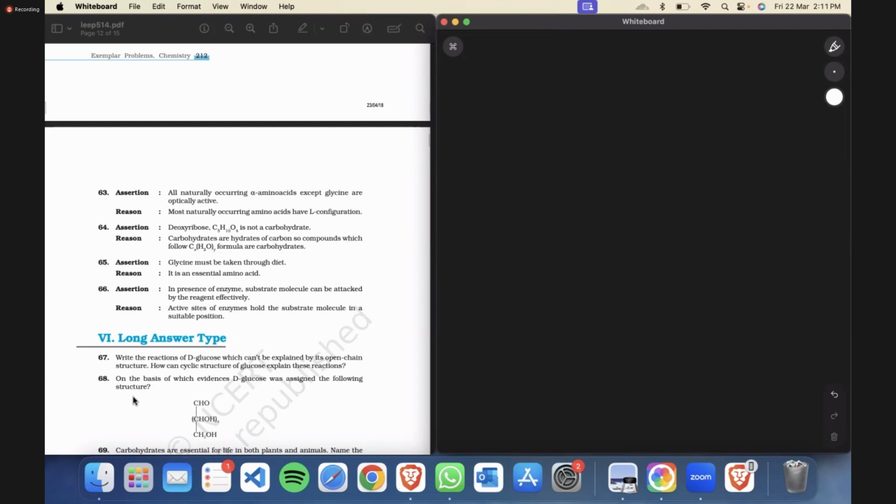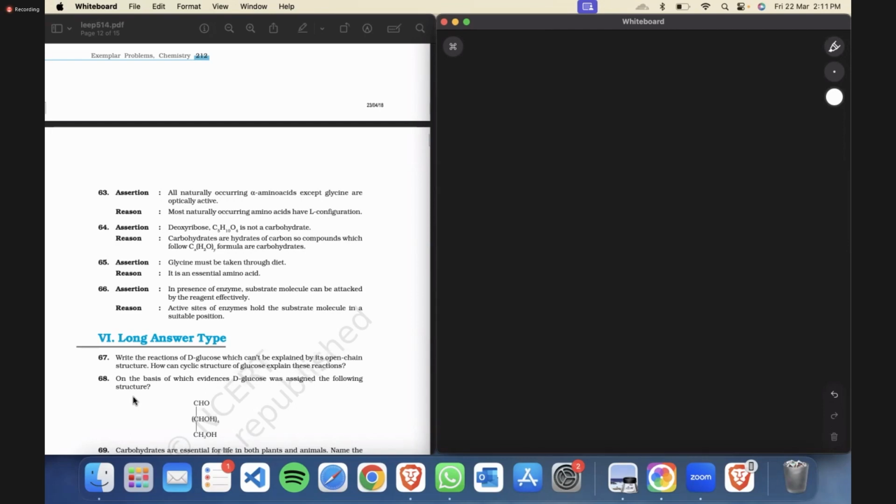Most naturally occurring amino acids have L configuration. All alpha amino acids except glycine contain at least one chiral carbon. So in this case, assertion and reason both are correct statements, but the reason will not explain the assertion correctly.